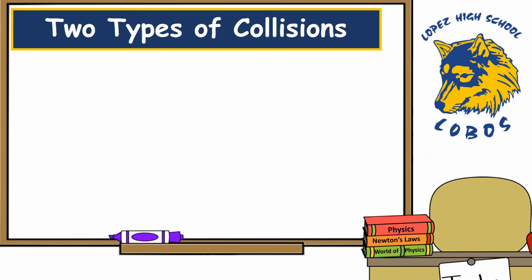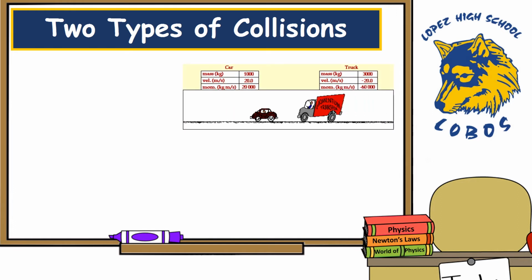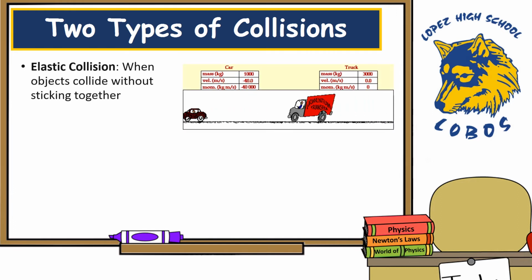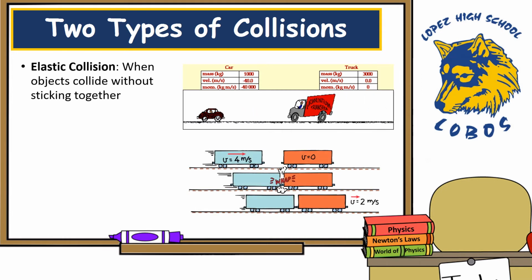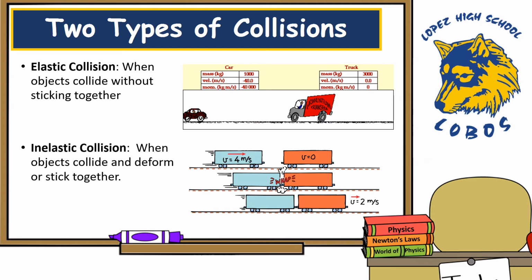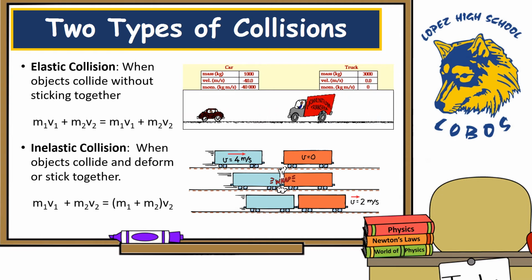It's important to note that collisions may be seen in two different forms. For instance, when objects such as these two cars collide but end up bouncing off of each other, we call these elastic collisions. On the other hand, we may have objects that collide and instead of bouncing off of each other, they end up getting stuck together, such as these freight cars, and we call them inelastic collisions. We're going to discuss the two formulas that are seen with each type of collision. However, it's important to note that in both of these collisions, momentum is conserved.